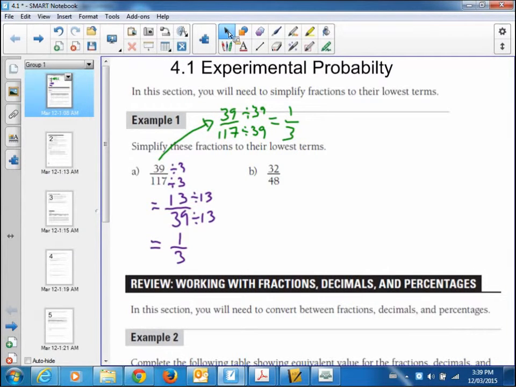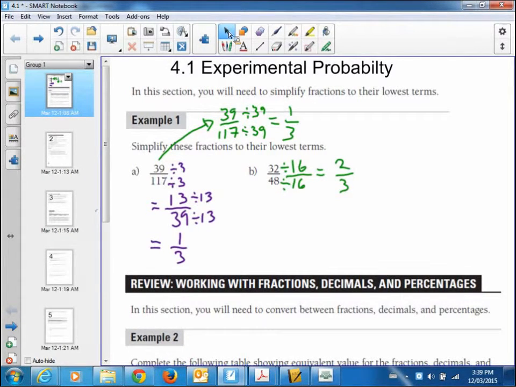Would 4s fit into it? Yep. Would 8 fit into it? Yep, 8s do. 16 does as well. So you could have used a variety of small numbers and attacked it that way. However, if you see that 16 is the greatest common factor in each, go with that. Divide by 16 top and bottom, and you get 2 out of 3. Okay.